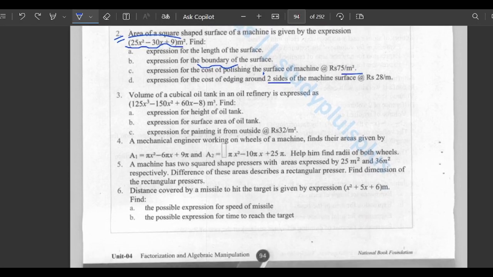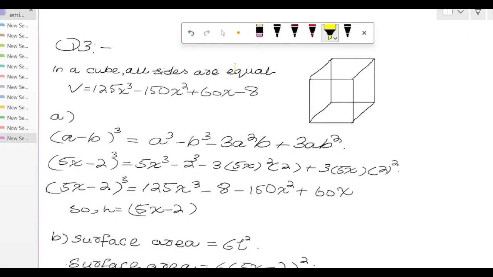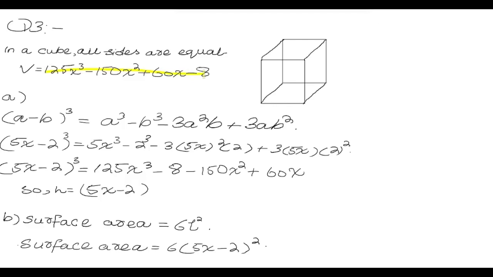In question number 3, we need to find the expression for the height of the oil tank if the volume of a cubical oil tank in an oil refinery is expressed as 125x cube minus 150x square plus 60x minus 8 meter cube. If we need to find the volume, that is in cubic units, and if there is area, that will be in squared units. So the first part states that we need to find the expression for the height. If you look closely at what we are given, which is the volume, it comes directly into the formula of a minus b whole cube.